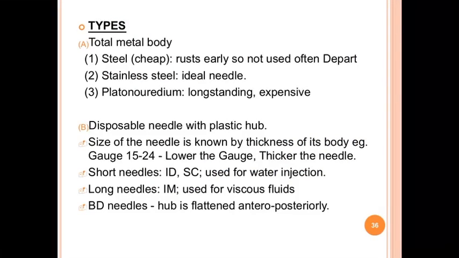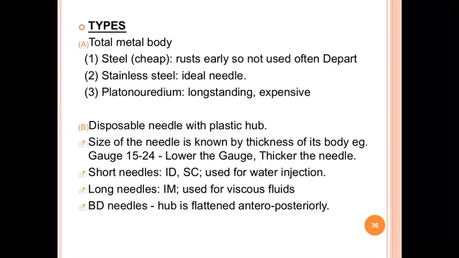Now, types of needle: there are 3 types. Steel needle rusts early, so it is not often used. Then stainless steel needle is the ideal needle. Then platinum needle, which is long standing and expensive. Second is a disposable needle with a plastic hub. The size of the needle is known by the thickness of its body, for example, gauge number 15 to 24. Lower the gauge, thicker the needle.